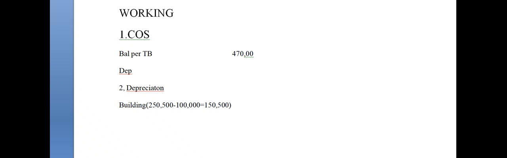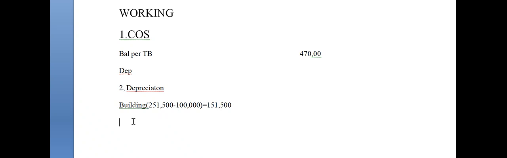I'm sorry. It is 251,500, that's not 251,000, but 251,500. So this one will now be 151,500. So our land is 100,000, and the building is 151,500.